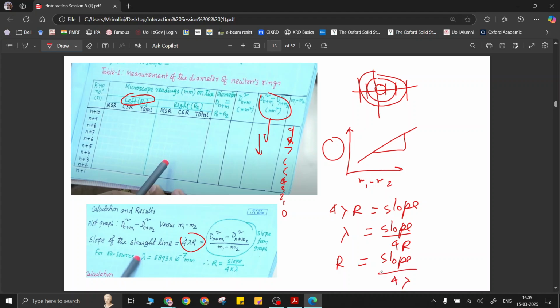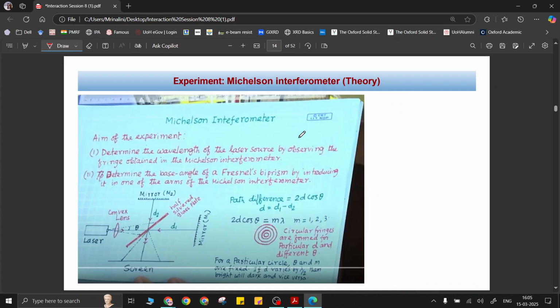It will be 4 times lambda. So this was the procedure and what we wanted to find out from this particular experiment. The main thing, first, is to see the Newton's ring experiment, and then to find out the unknown.